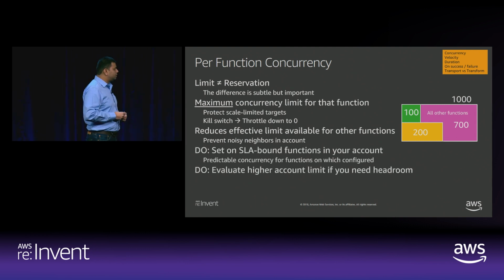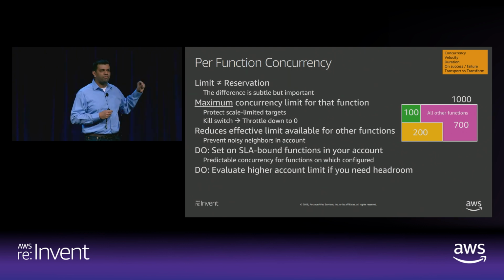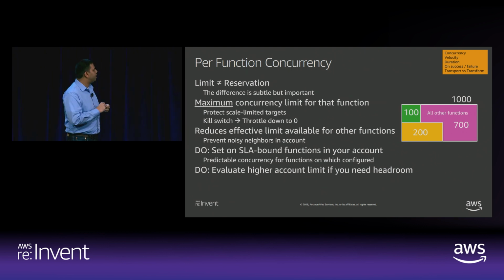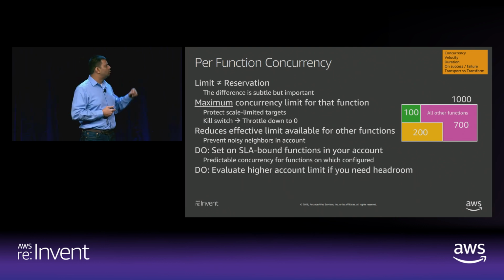And so the guideline there is, for the SLA-bound parts of your account, you should set the per function concurrency. And what that lets you do is, whenever your account has unpredictable load, what you're assured of is that those particular functions have the room to be able to go to the concurrency that you have configured.